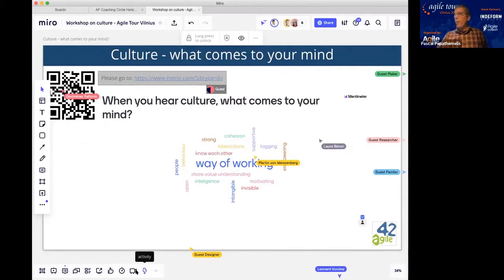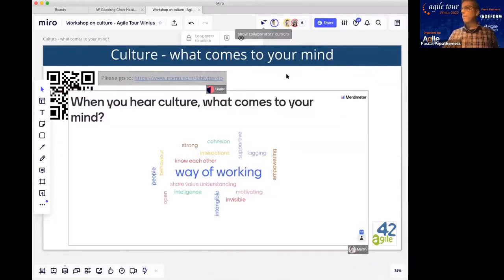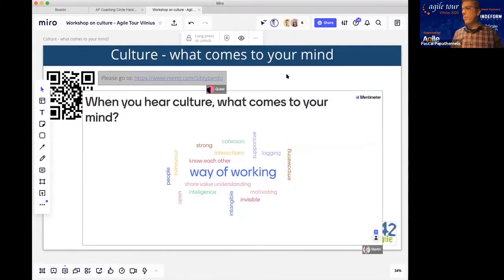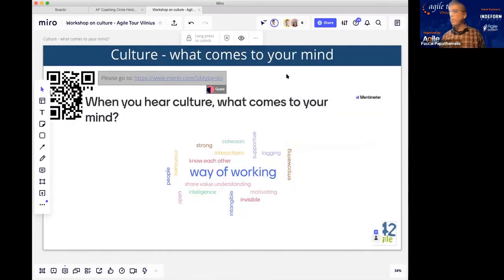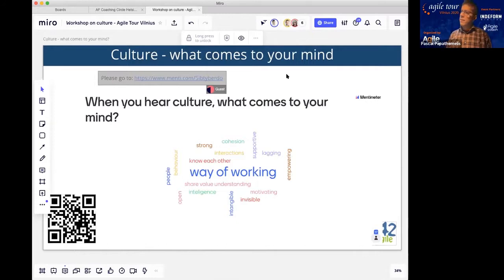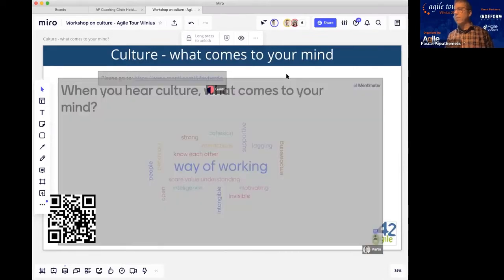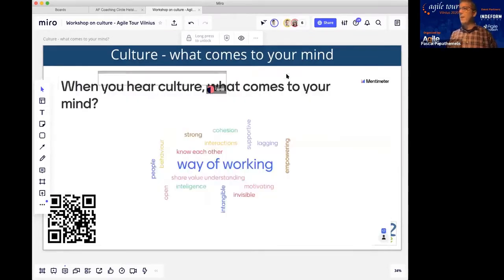So we have ways of working is the biggest, the one that has been entered more times, but then we have knowing each other, strong interactions, supportive, lagging, empowering, people, behavior, intelligence, intangible, invisible, motivating, share value, understanding. Thank you, Martin.